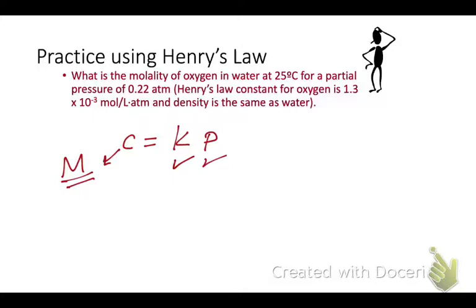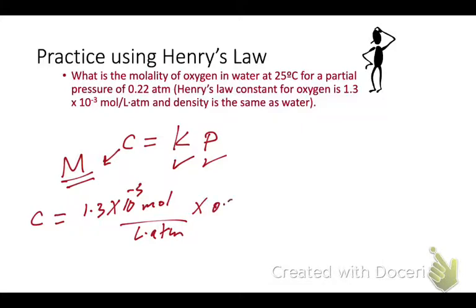So I can say C equals K, which is 1.3 times 10 to the negative 3 mole per liter atmosphere, times the pressure, which is 0.22 atmosphere. I will do the math to get the molarity. So that will be 1.3 times 10 to the negative 3 times 0.22, 2 sig figs. So that will be 2.9 times 10 to the negative 4 molar.